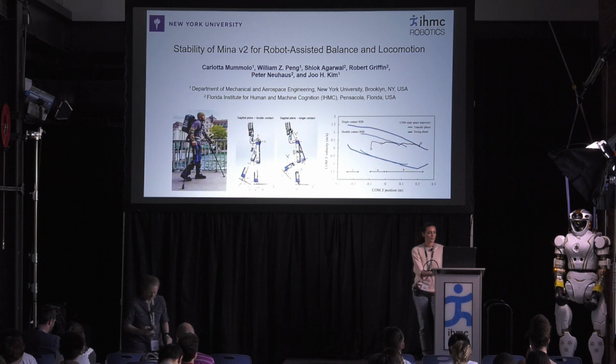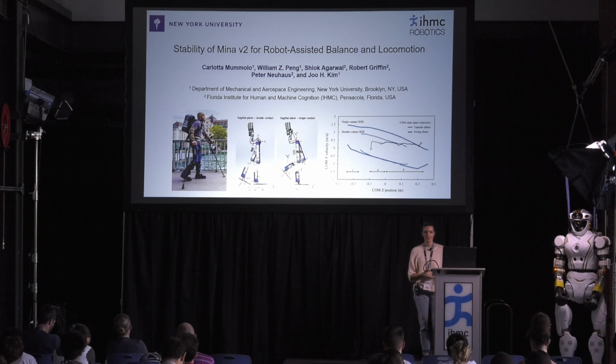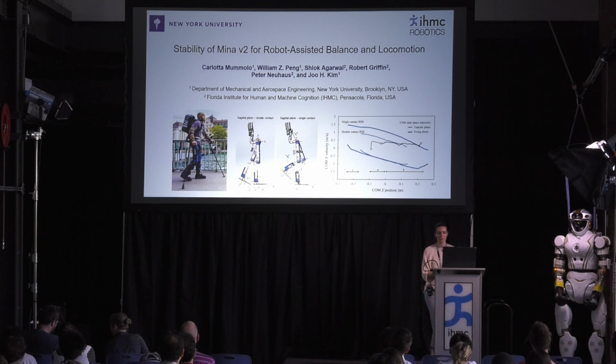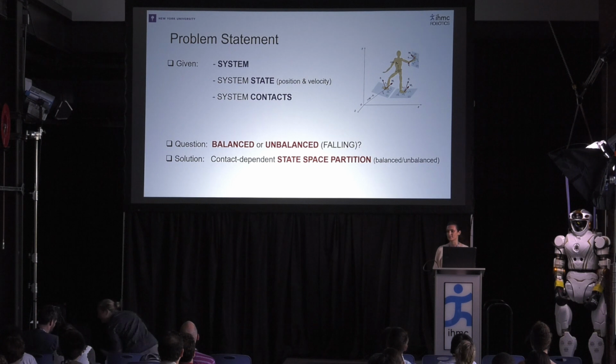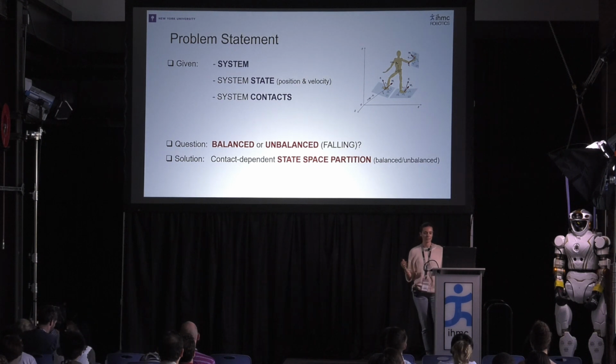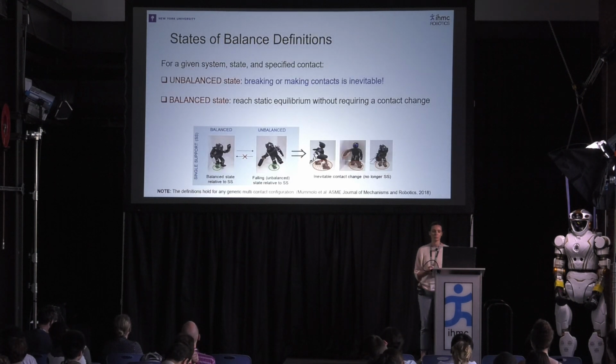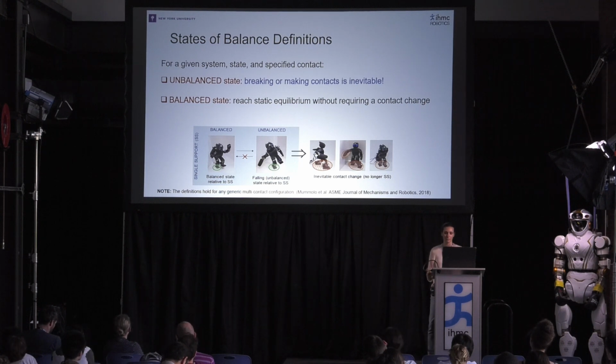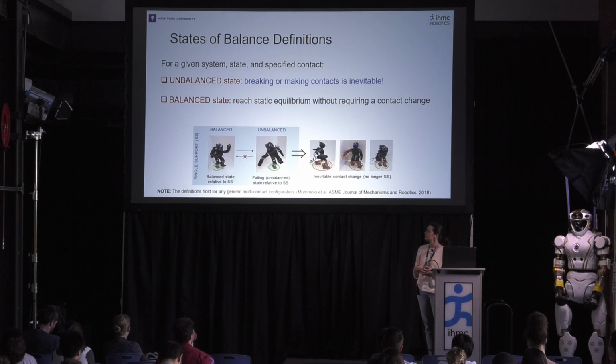Good afternoon. I'm going to talk about a stability method and its application to robot-assisted balance and locomotion. So the problem is this. If you have a multi-body system in any generic multi-contact configuration, the question is: is the system state balanced or falling? To answer this question, we provide definitions of a balanced and an unbalanced state. These definitions are opposite and based on a specified contact. So from an unbalanced state, the system, in our definition, will inevitably have to change its contact. It's like the point of no return.